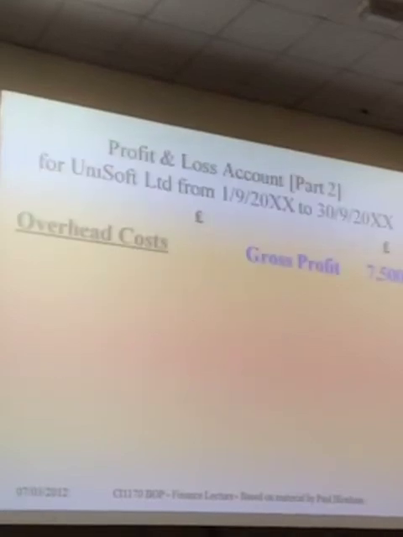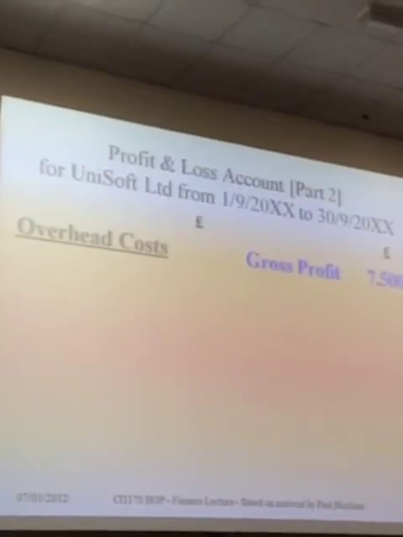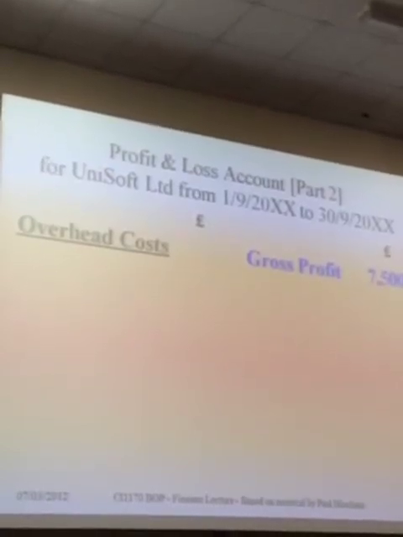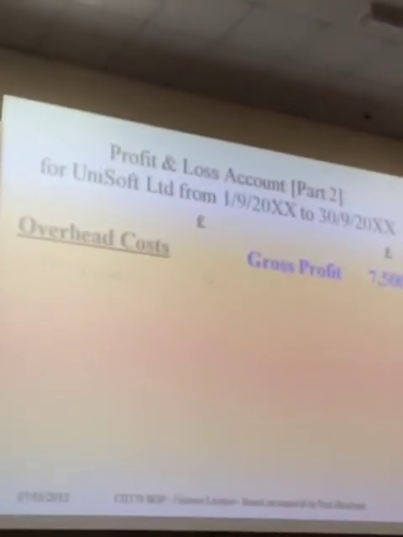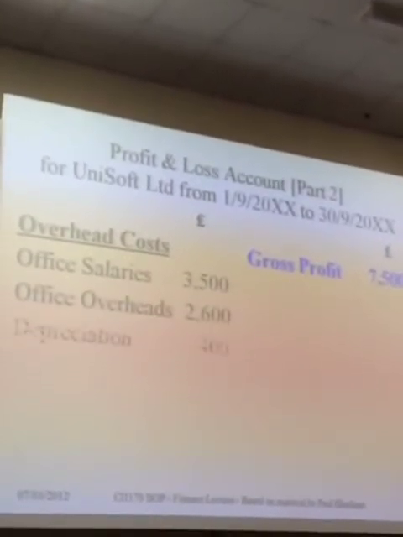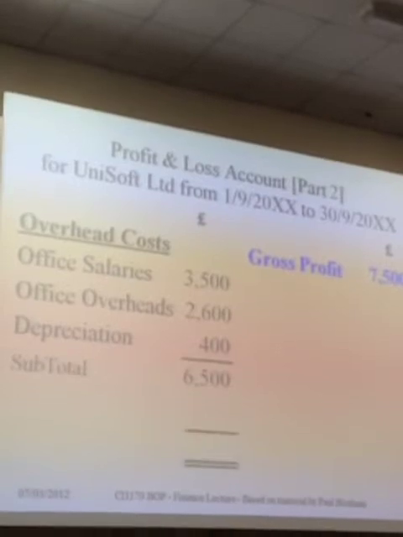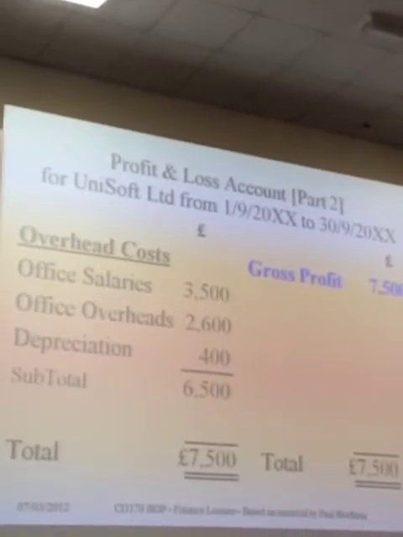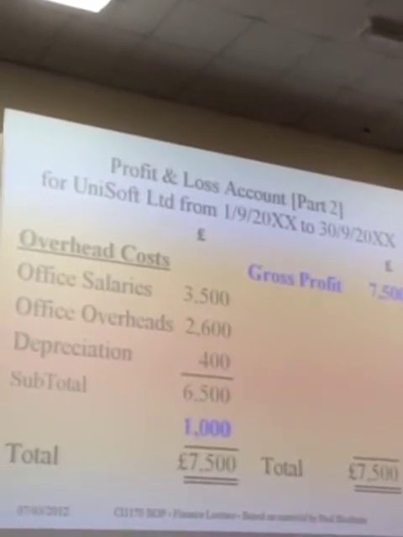Always the last one. Yes. Whoever's got the tune, get this one. Overhead costs, office salaries, overheads, add it all up, 6,500. The difference between the two is net profit, £1,000. Good.